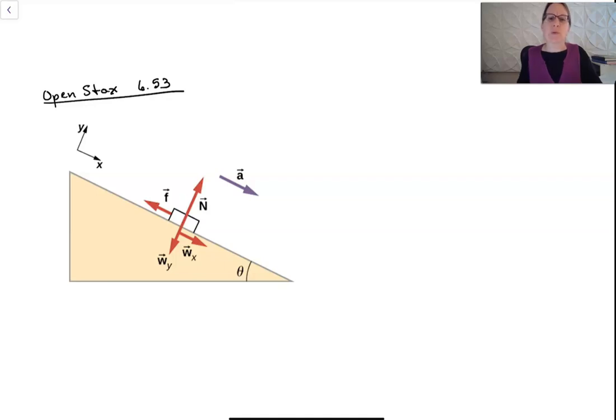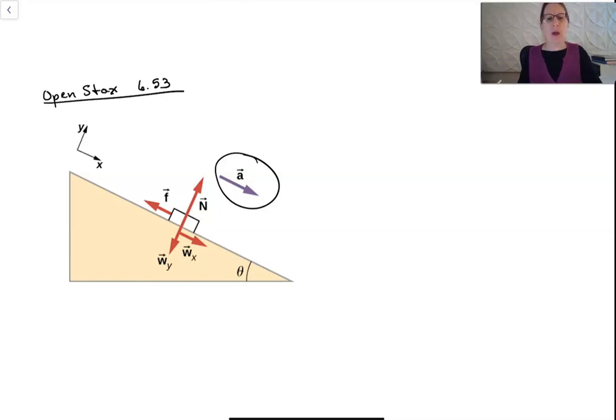This is a sample problem from OpenStax, your textbook, and it's asking you to get the expression for the acceleration in terms of these variables: your coefficient of kinetic friction, and weight and angle. We're going to do it generally, and then you could plug in numbers if you needed to.